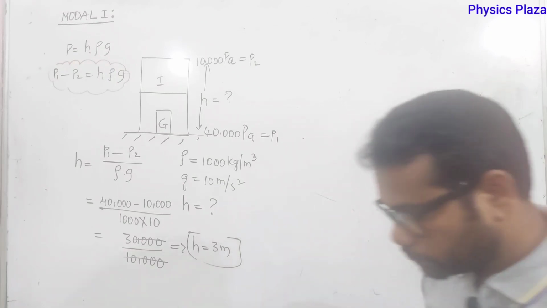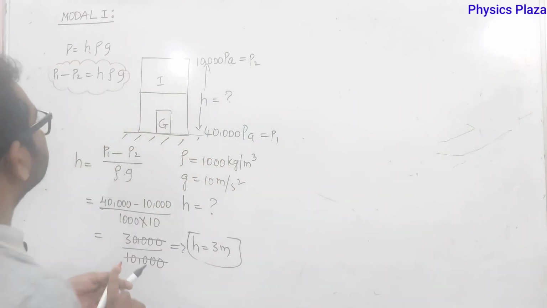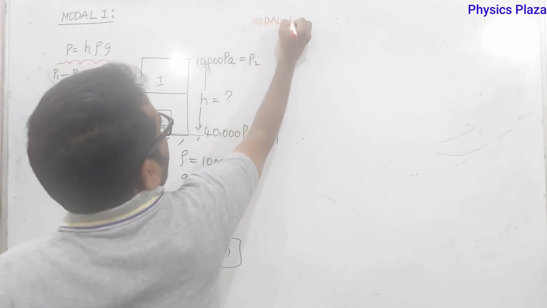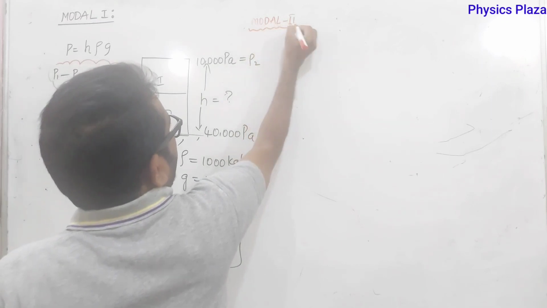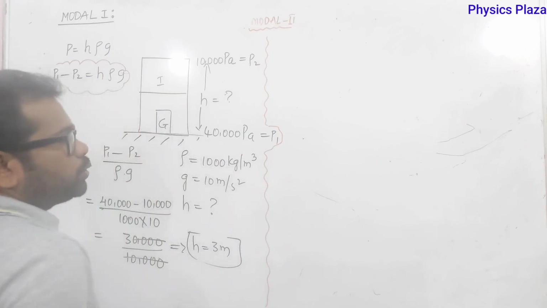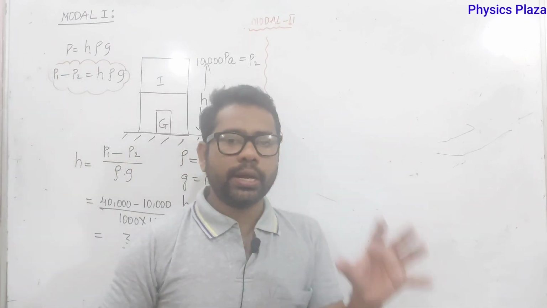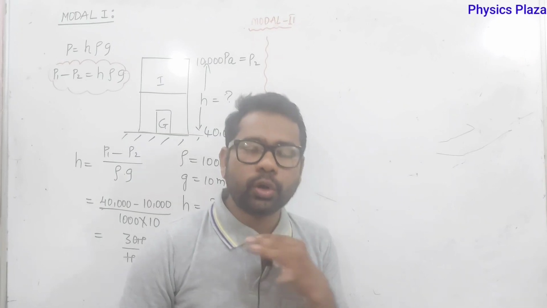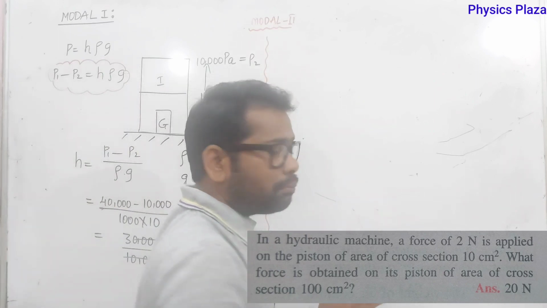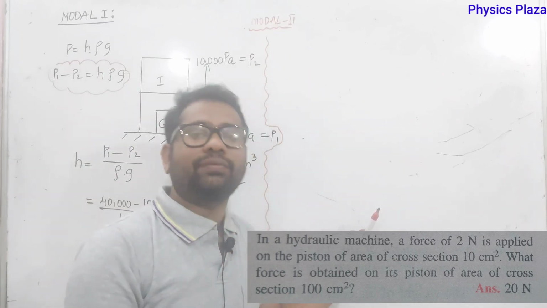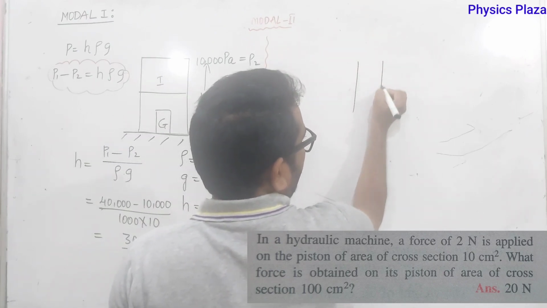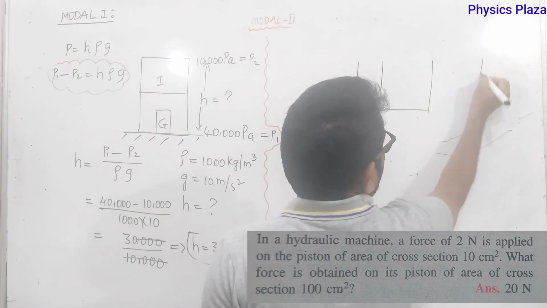Okay, fine, children. Now look at the second model. Model 2. So this question is based purely on the hydraulic machine, children. My suggestion is that you make a rough diagram to get more clarity. It is as per the question only. I am trying to make this rough diagram.